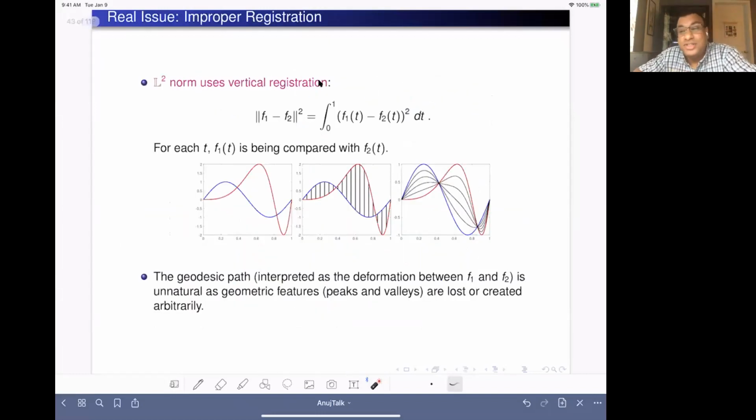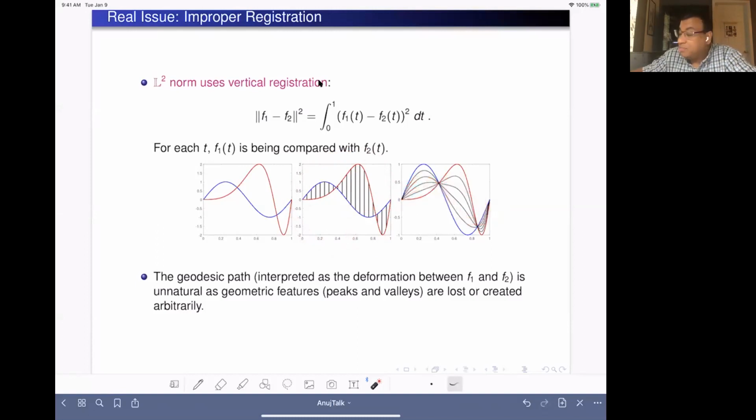So what is the real issue here? The real issue is when I'm computing the L2 norm, L2 norm is based on this difference, F1 of t minus F2 of t. For any t, I'm comparing F1 of t with F2 of t. I'm assuming a vertical registration between two functions, that for each t, F1 of t is always matched with F2 of t. If I use this registration, there is a lot of difference, a lot of variance between these two functions. In fact, if I use this registration to interpolate between the two functions, I get an interpolation which looks like this.